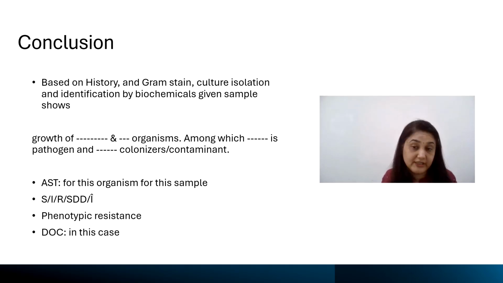If you don't know this terminology, please go through this. It is very well mentioned in the AMSP book by Dr. Apurba Sastry sir. So please check, it is very important. It is a frequently asked question. And if you can appreciate any phenotypic resistance from your AST pattern, that also has to be mentioned in your conclusion. And I would personally prefer that you mention the drug of choice in this case, if one is able to understand it based on the history and the sample.